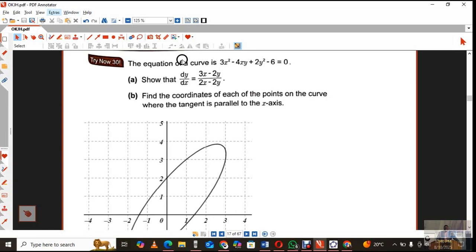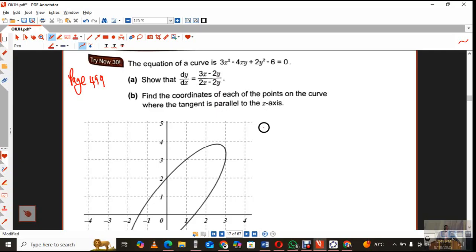Hi, my second last try now, try now 30. I think this one you can find on page, I think it's 499. Okay, similar to what we did before. They give you a curve and then they say you must show the derivative of that curve.